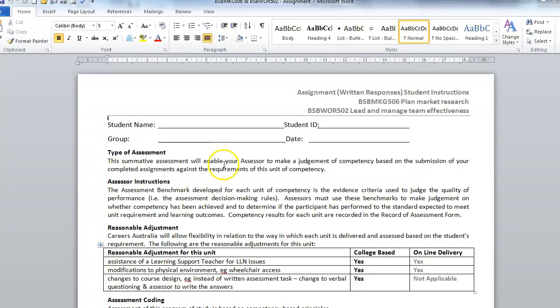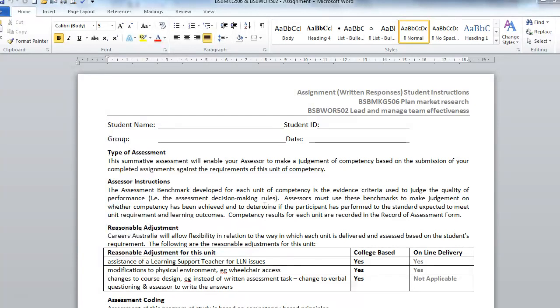Hey guys, I'm just going to go through the combined assignment now. So the plan market research and lead and manage team effectiveness. I've combined those assignments together just to make it a little bit easier for you. It'll probably take a few videos to get through the whole assignment.